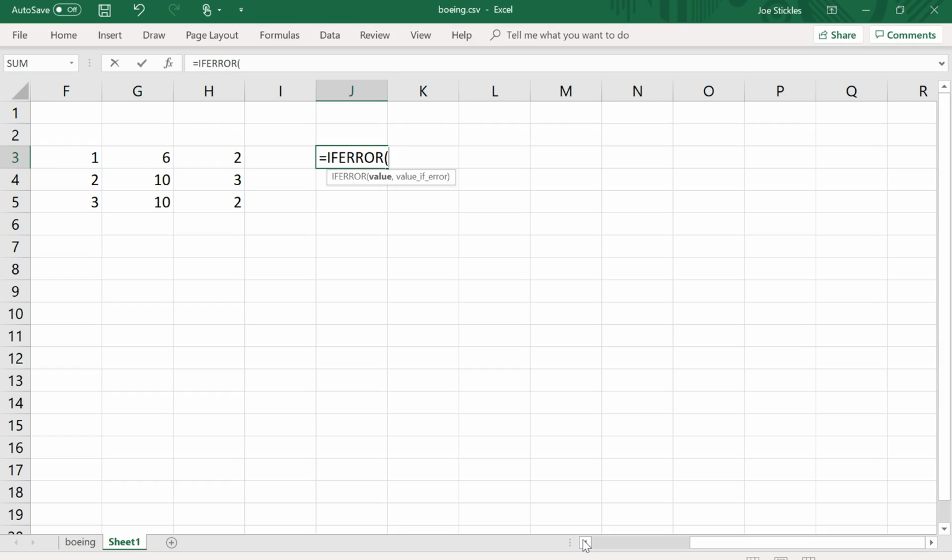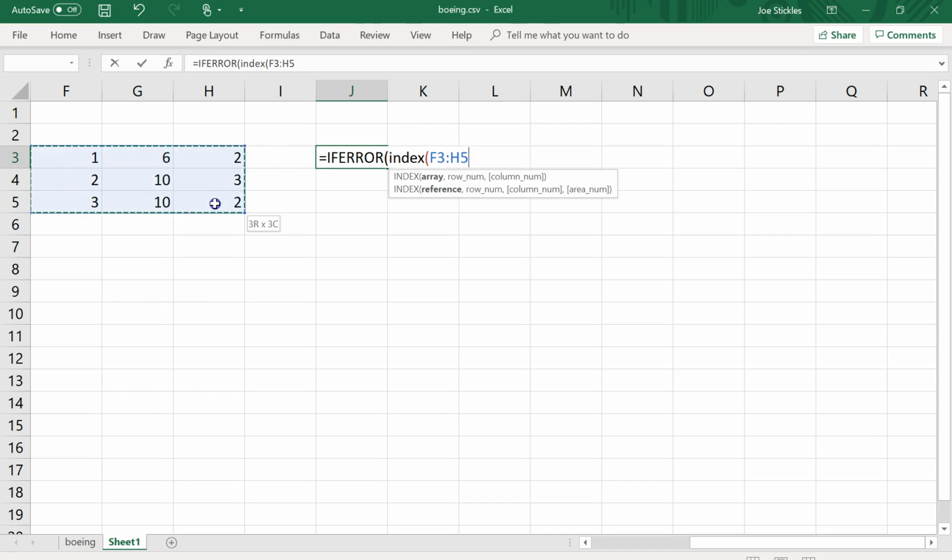So here's how we're going to run this. We've just made an array. So we're going to use the INDEX command here. This is the array that we want to index. I want to be able to pick out these individual things by column. So the first thing I'm going to do is select the array.